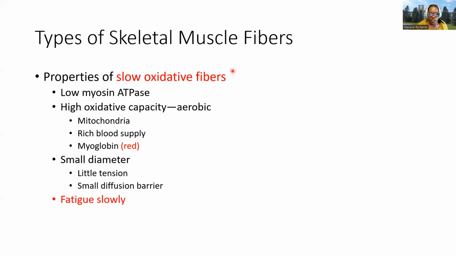So let's discuss the properties of each of these. The properties of slow oxidative fibers. These are on the slow end of the spectrum. Think your long distance runner here. Low myosin ATPase activity, so that means they contract slower, they also relax slower. Lots of mitochondria, lots of rich blood supply, lots of myoglobin, the storage of that ATP, and then smaller diameter, smaller amount of force or tension produced, and then a smaller diffusion barrier because of that smaller diameter. And then because they have the ability to maintain oxidative phosphorylation, they are going to fatigue much slower. You can power these for a longer duration.